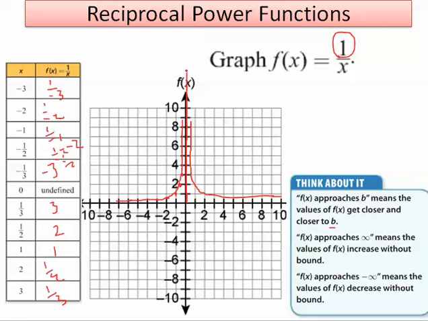These are called asymptotes. Okay? It's the definition of what an asymptote is.